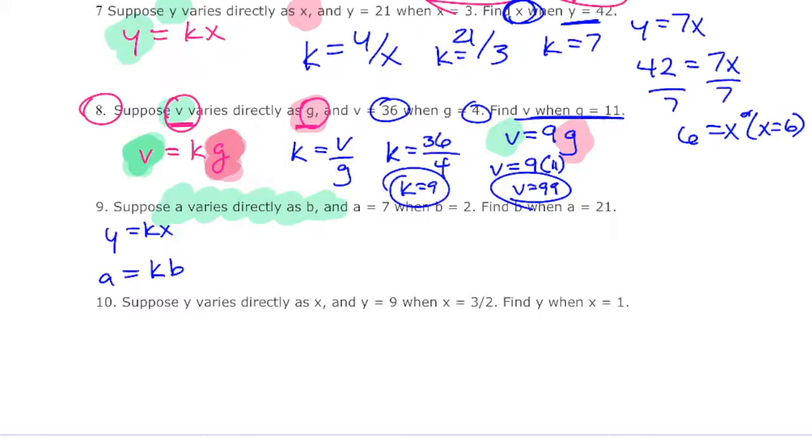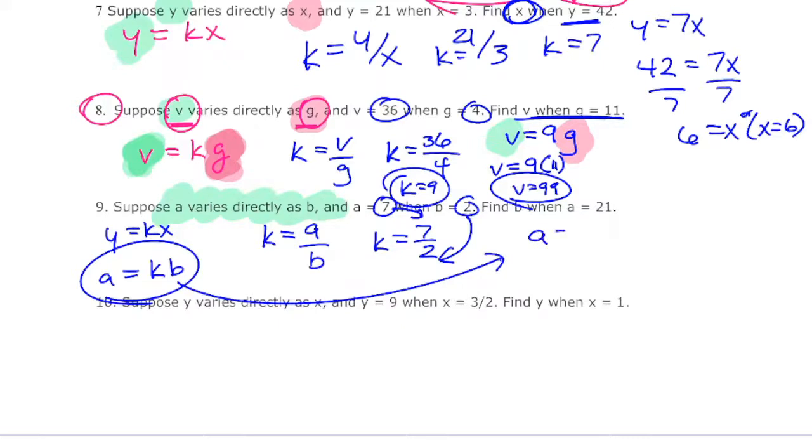All right, so to find K, we need to divide A by B. And so K is going to be equal to 7 divided by 2, because here's our A, and here's our B. So our formula then is A equals 7 over 2 times B. They would like us to find B. So we need to put in A. It said A is 21, so 21 is equal to 7 over 2 times B.